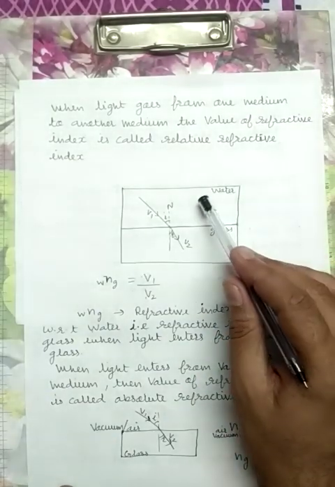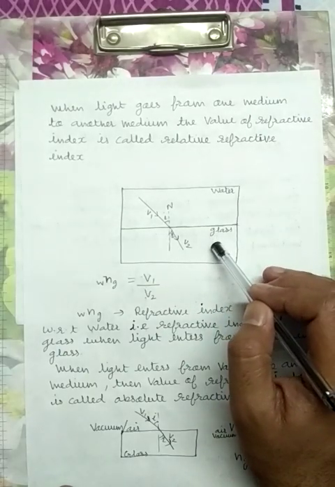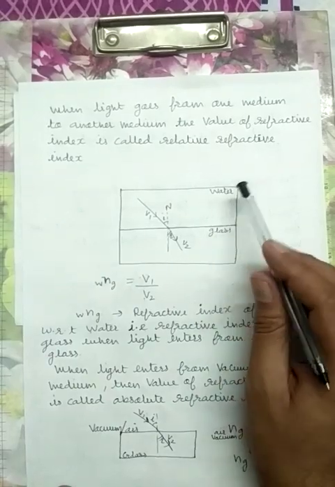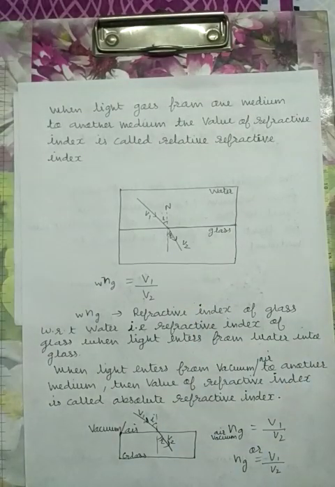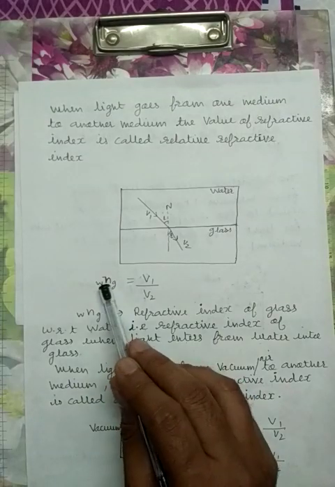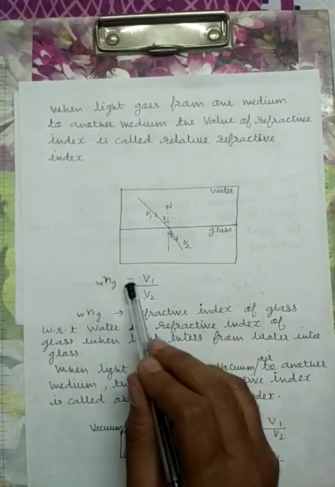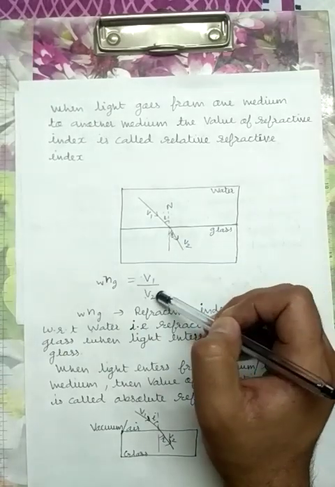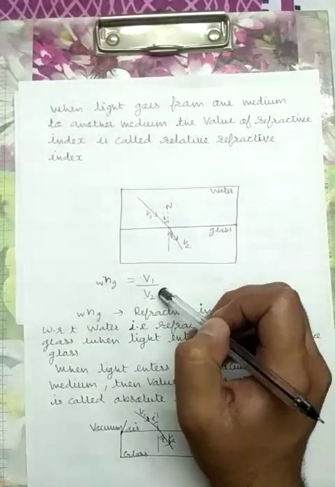But if light passes from one medium to another medium and both of these media are different from air, then the refractive index is known as the relative refractive index. So this is your relative refractive index. So the refractive index of glass with respect to water is the speed of light in medium 1, that is v1, upon the speed of light in medium 2, that is v2.